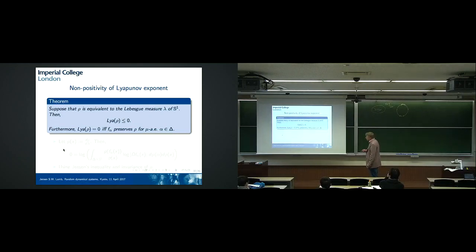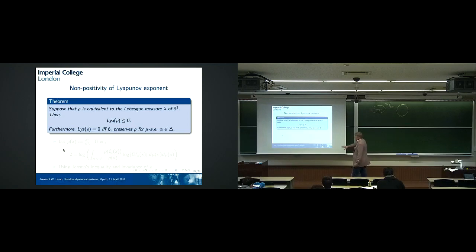Okay, so now it's very interesting that we can show that if rho is equivalent to the Lebesgue measure on the circle, then the Lyapunov exponent will be bounded by 0 from above. So it could be 0, or it's negative. And if it's 0, that's only in this very special case that all the maps preserve the stationary measure for mu almost, psi almost, sorry, this is the measure on the set. That means that for almost all parameter values, this measure is just left invariant.